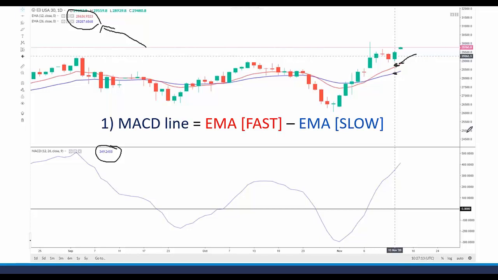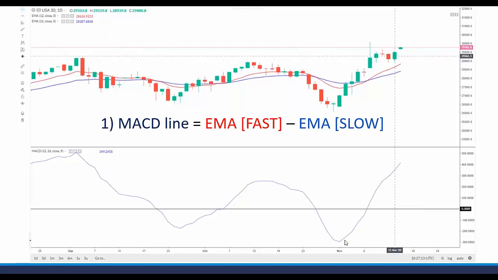Now, if I just remove those terrible drawings, bear with me. What that means is that the more these moving averages diverge from one another, the higher this MACD line is going to show on our chart. Whereas if those moving averages get very close together and start to converge, that's when it's going to get to the zero line shown on the chart.